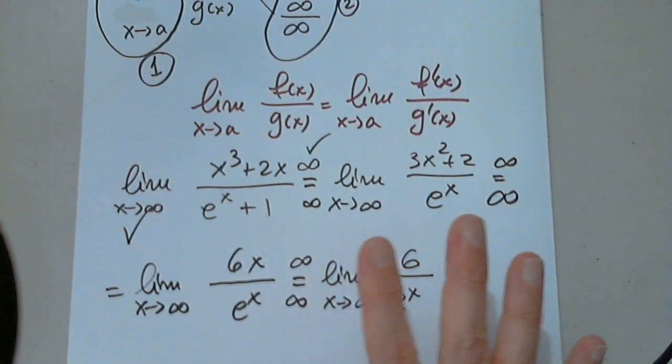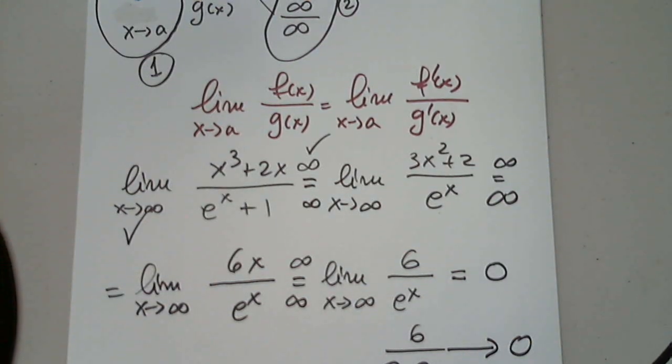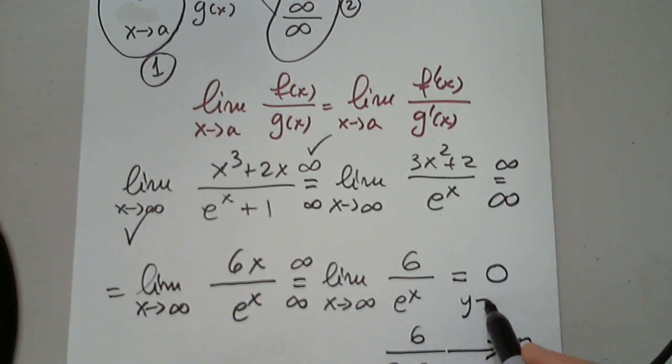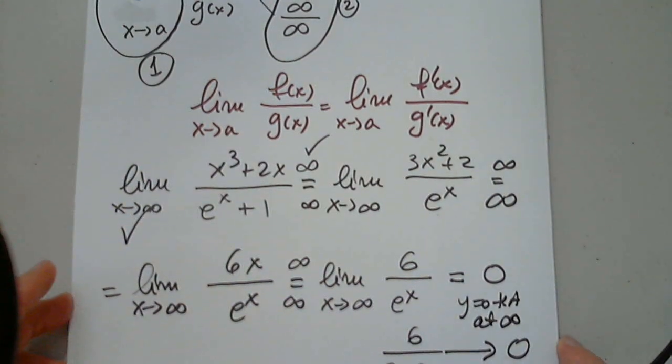And now I drop the limit operator. This is the last step when I apply the limit operator so I can drop it. 0. Yes, 6 divided by huge approaches 0, which we know from here that y equals 0, horizontal asymptote at infinity. Okay? So this is an illustration.